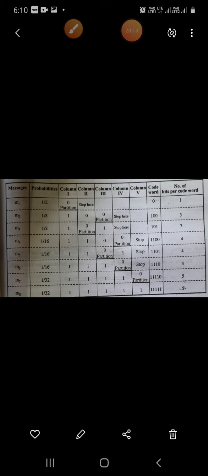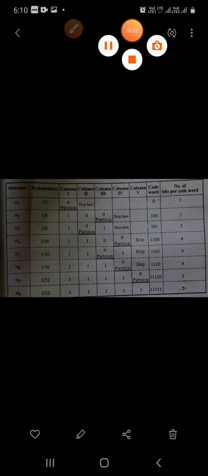Now we have to talk about the average code word length. Now I want to talk about the average code word length.